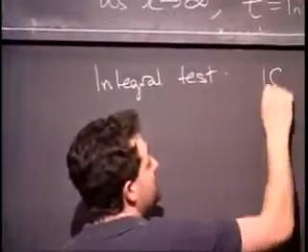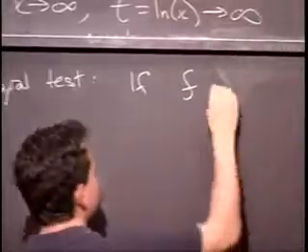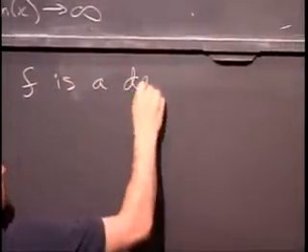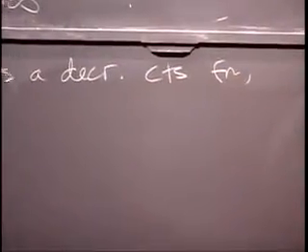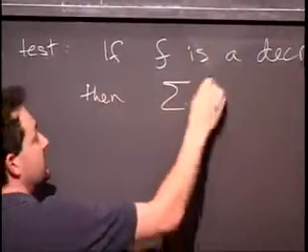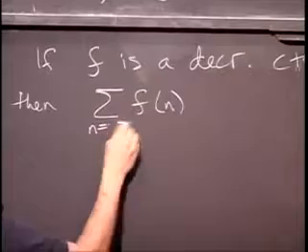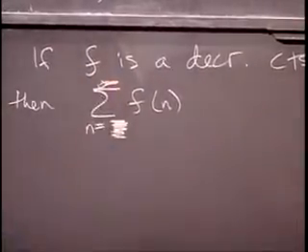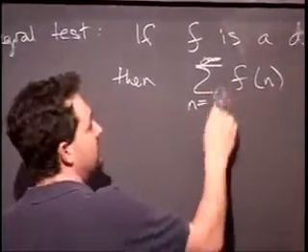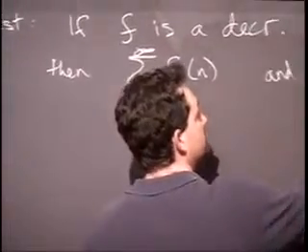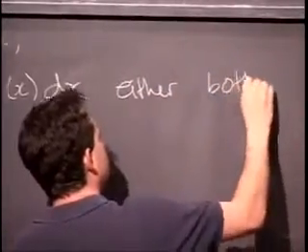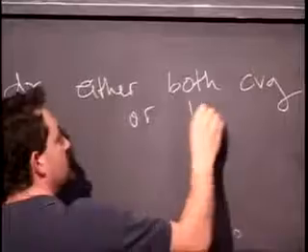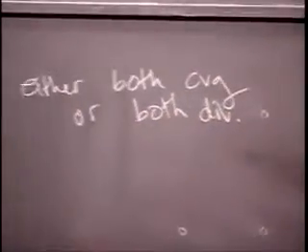It says that if f is a decreasing continuous function, then the series f of n from n equals a, it doesn't matter where you start, and the integral either both converge or both diverge. So practically, whatever the integral does, the series does as well.